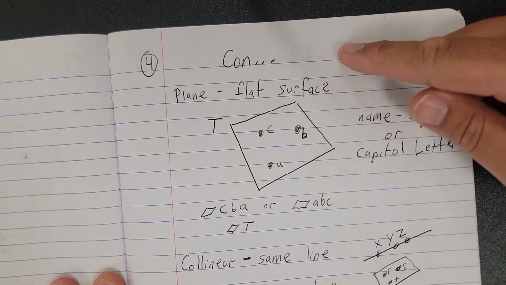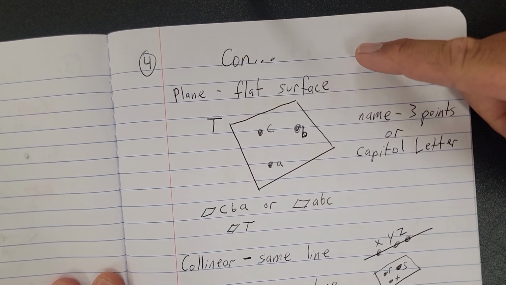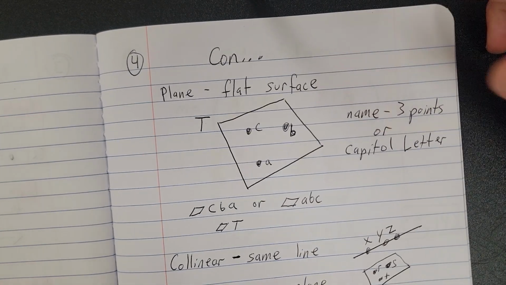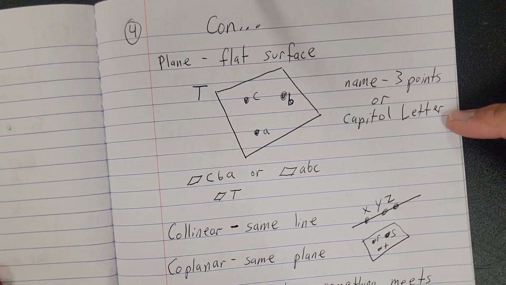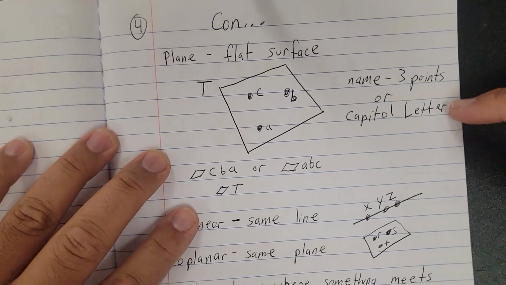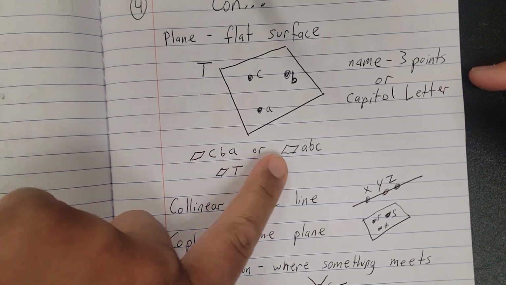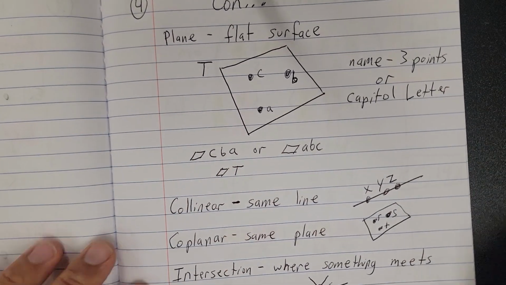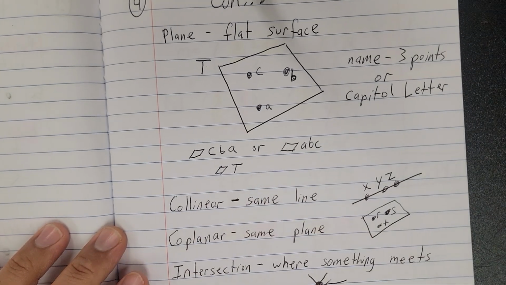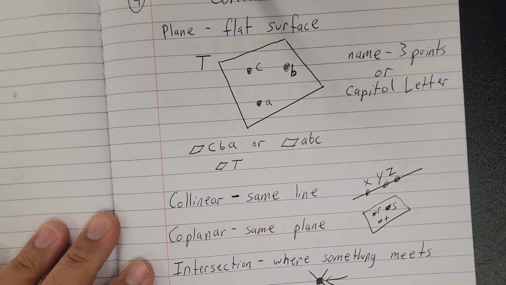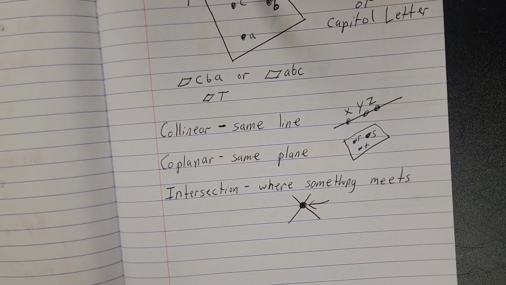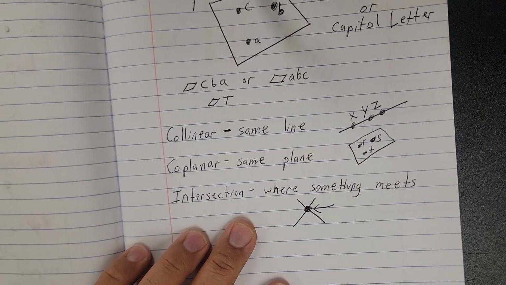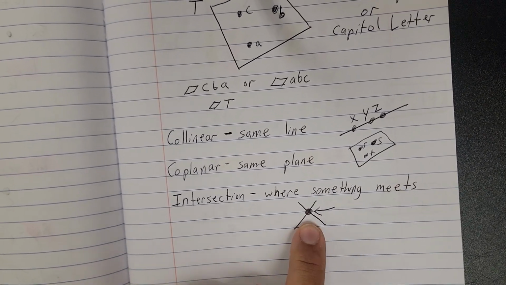This is the vocabulary, points, lines, and planes continued. Plane is a flat surface. 3 points are the capital letter that's on the side. Plane has a little rhombus. This is supposed to be a little rhombus. That symbol right here. And the last vocabulary words, collinear, coplanar, and intersection, where something meets, where they cross.